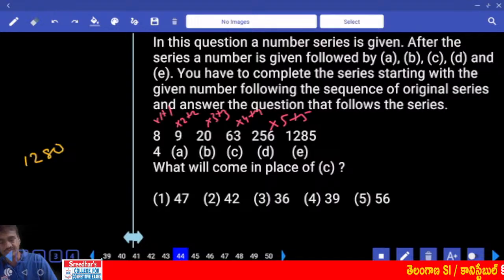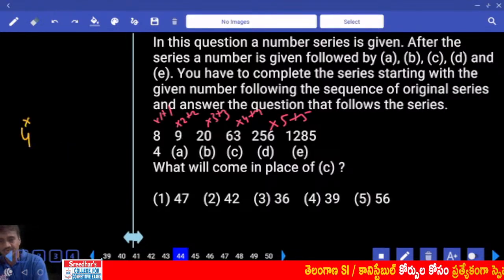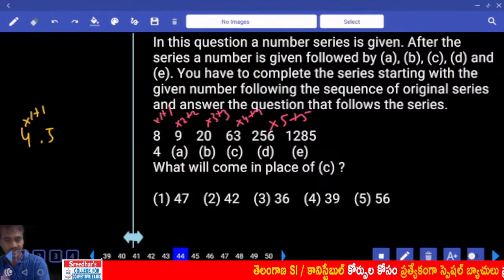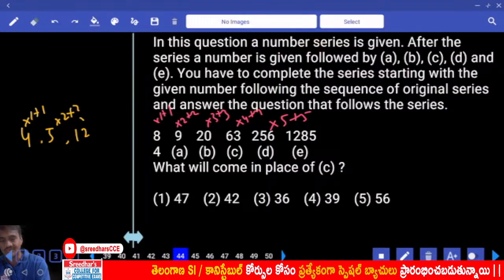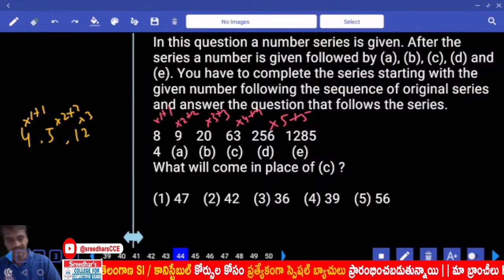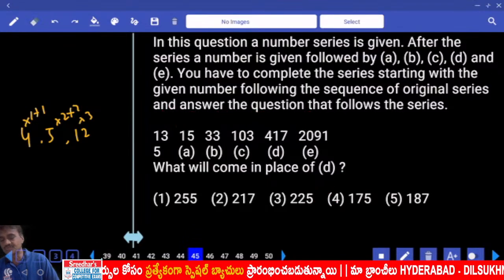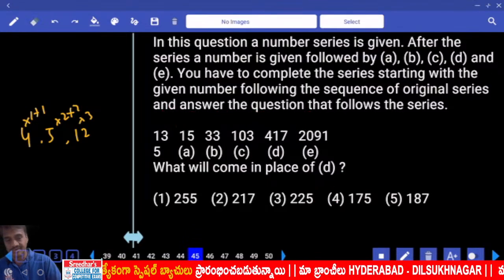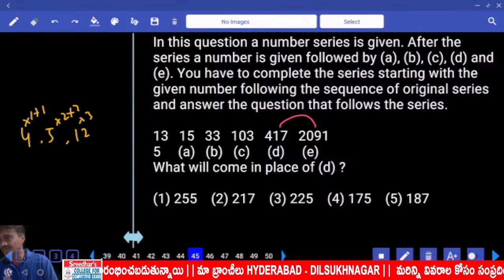Similarly, you need to start with what? 4. Now 4 into 1 plus 1. How much? 5. 5 into 2 plus 2. How much? 12. 12 into 3 plus 3. 39. 39, choice 4. Then 45. Now in this 45, again, number increased from 400 to 2091. Number multiplied by at least 5 times.